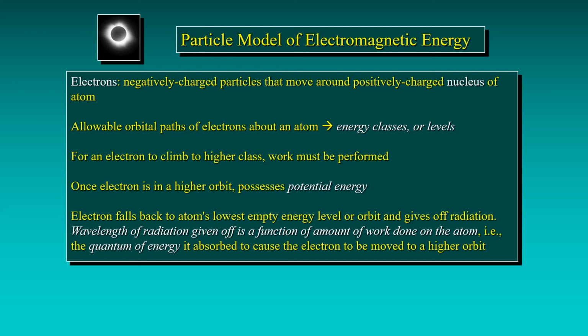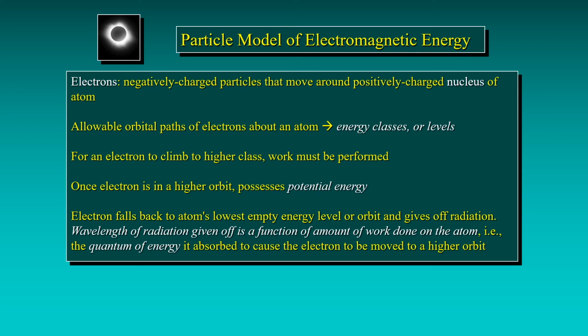Okay. And then once that electron is out in its higher orbit, it possesses what we refer to as potential energy. And you guys are familiar with this if you have a book that you pick up off the ground and you raise it some level. It has a higher potential energy than what it did at some lower level. Say, for example, if it's down on the floor.